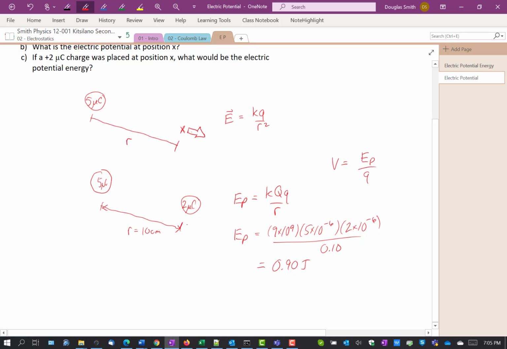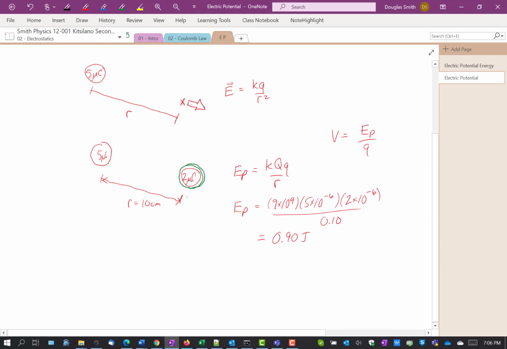So that means that at this particular point in space, for every 2 microcoulombs you have there, you'll have a potential energy of 0.9 joules. So for every 2 microcoulombs here, you get 0.9 joules of energy. For instance, if I change that to 4 microcoulombs, same r, this would be 1.8 joules. So once again, what this number is saying is that for every 2 microcoulombs, we get 0.9 joules.